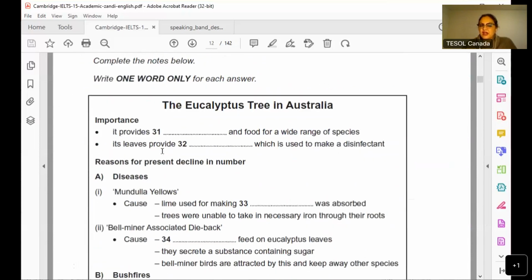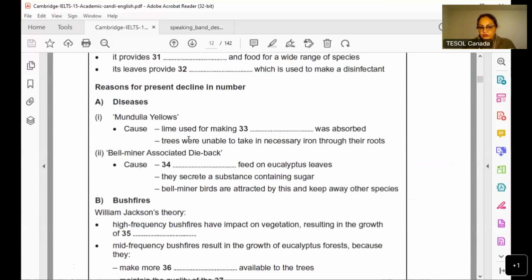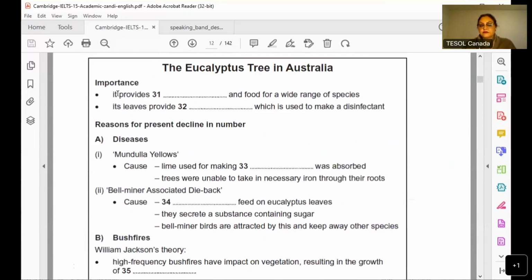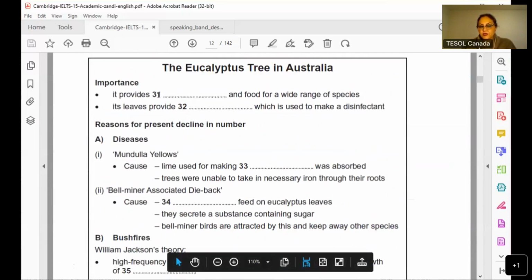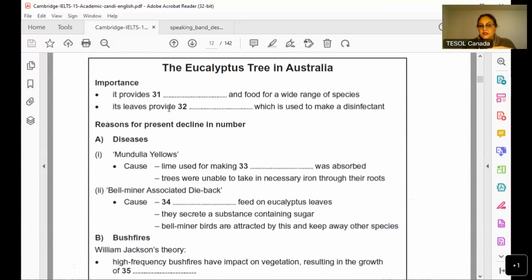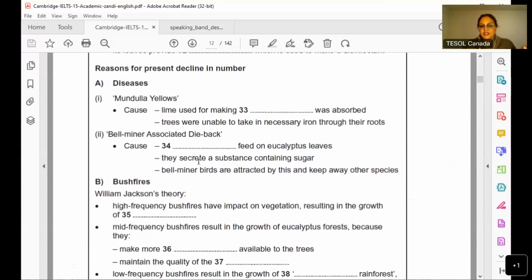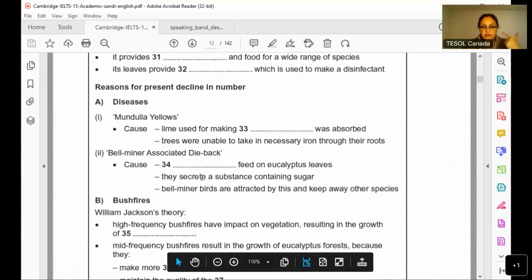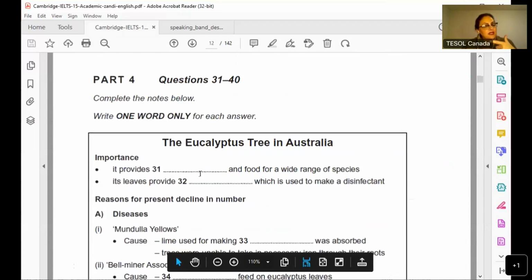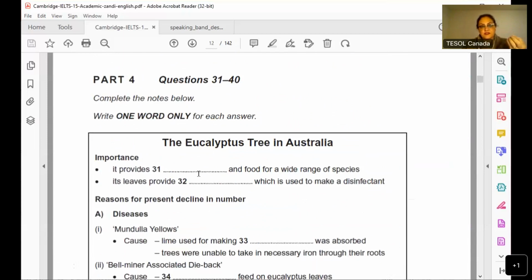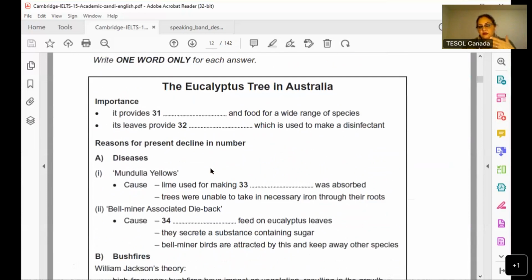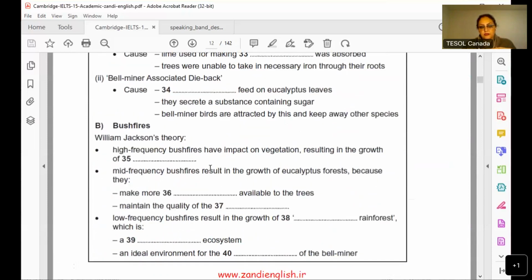And part 4 is mostly a summary. 1 word only. So they have to listen to the whole thing. They have to read it very quickly, underline the keywords, and guess. It provides something, so I need a noun here. Sometimes they need a verb, adjective, or noun. So it's good to go through it and think about the part of speech. Then they listen. Maybe they have to use a different part of speech from what they heard on the audio. And 40 questions. Okay?